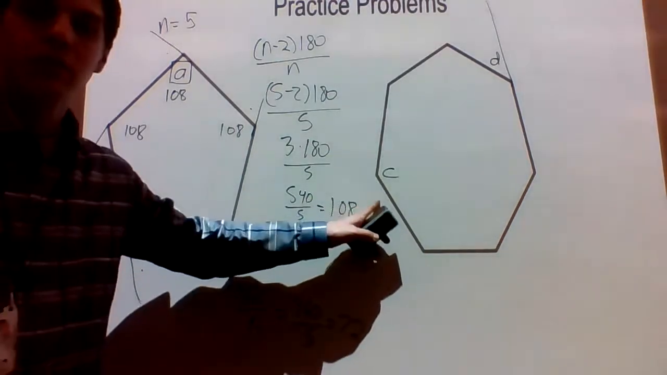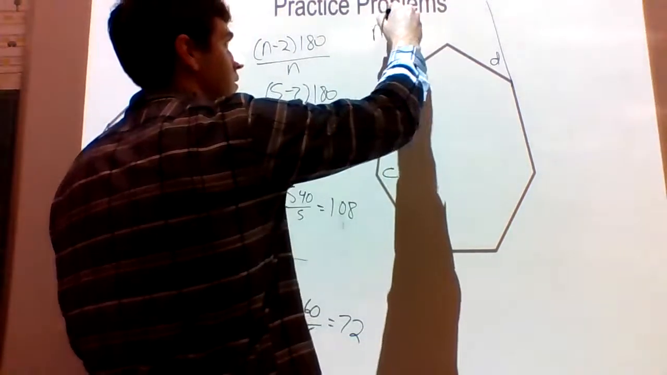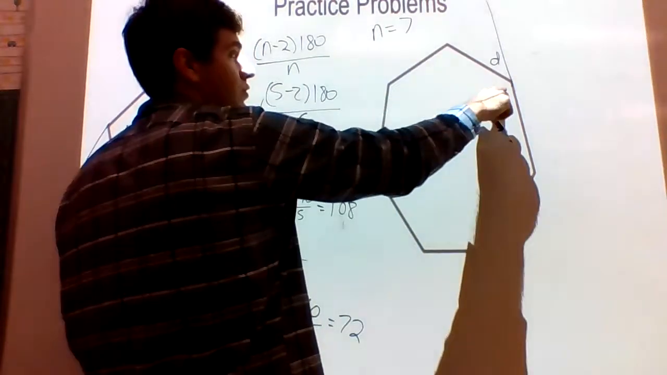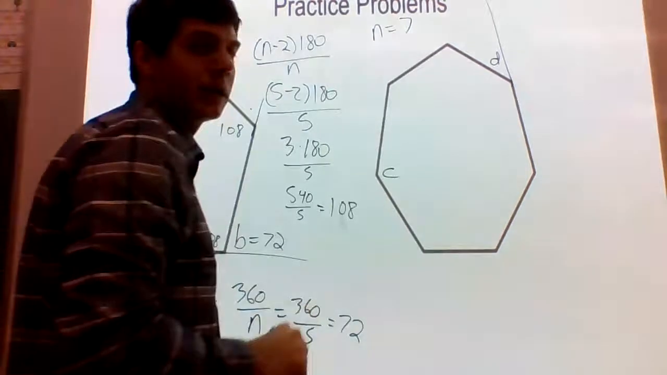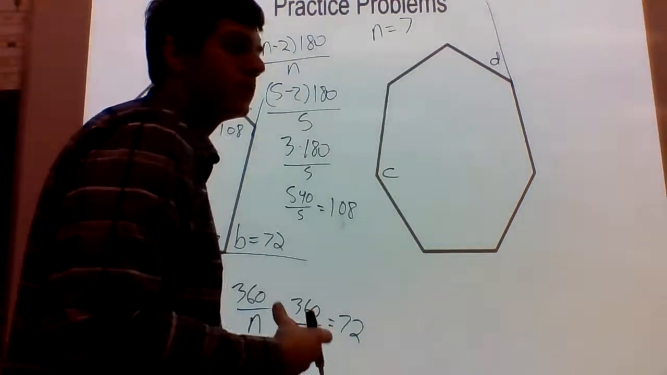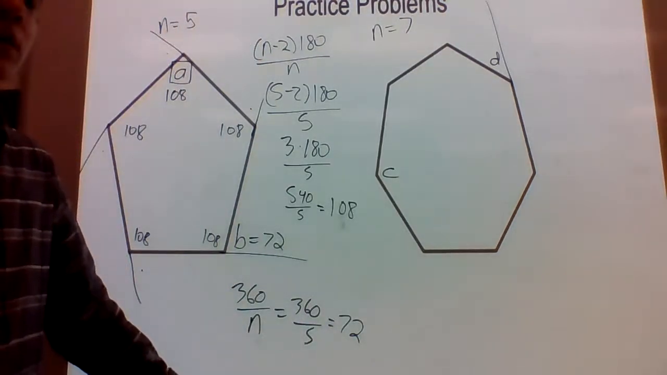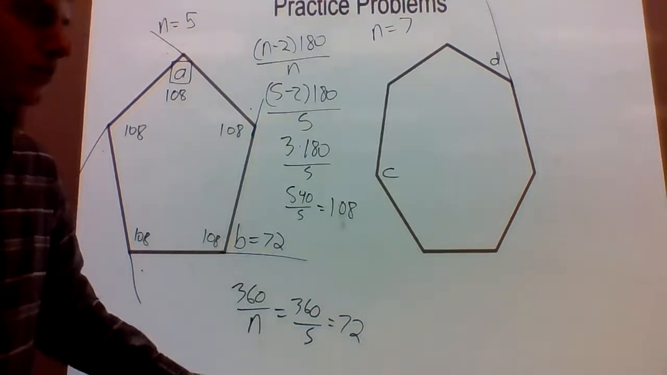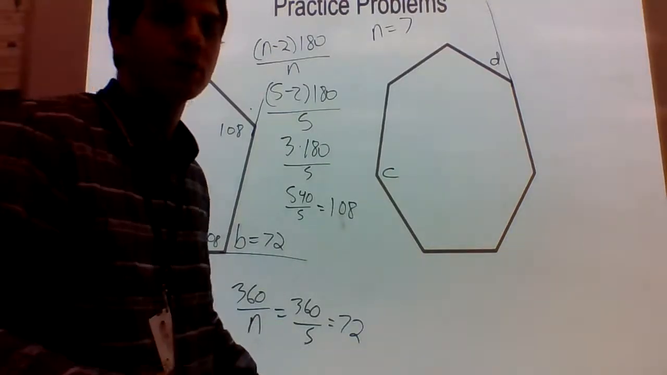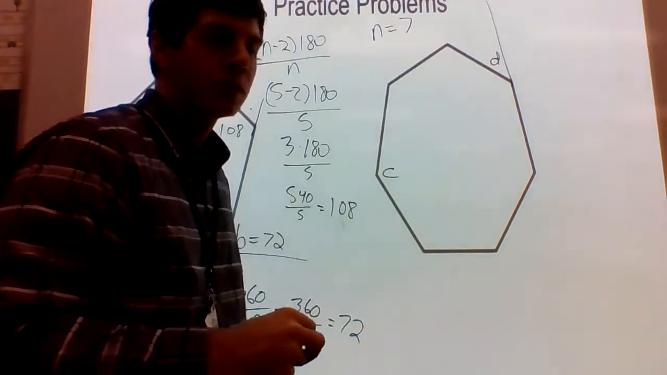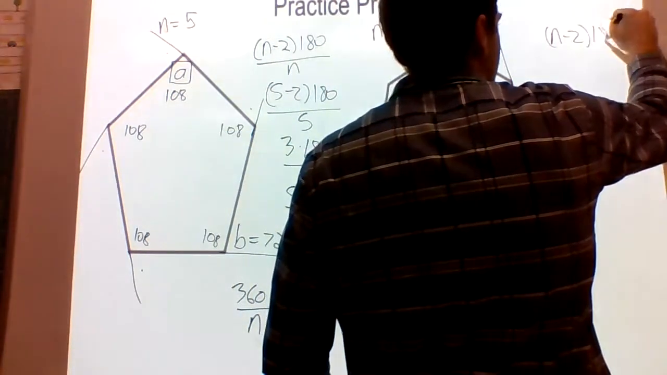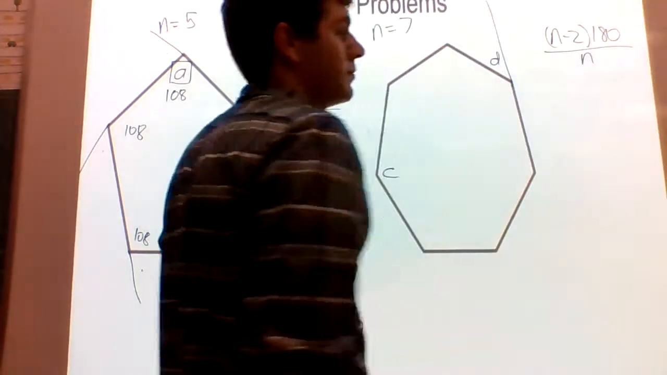C, is it an interior angle? First of all, let's find what n is. Well, we have 1, 2, 3, 4, 5, 6, 7 sides. So we have 1, 2, 3, 4, 5, 6, 7 angles. So n is 7. C is an interior angle, so we can use the formula to find the measure of each interior angle. Be careful not to just find the sum of the interior angles. C is not 7 different angles added together. C is just one singular angle. So we have to make sure we're picking the formula for each interior angle, which is n minus 2 times 180 divided by n.